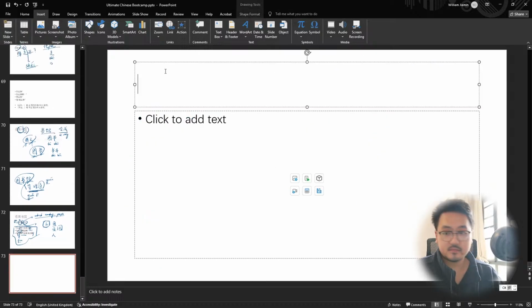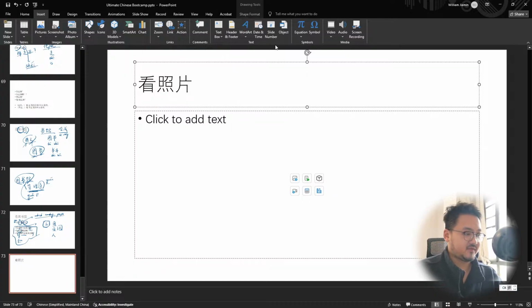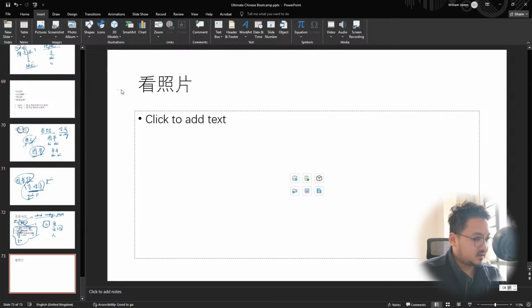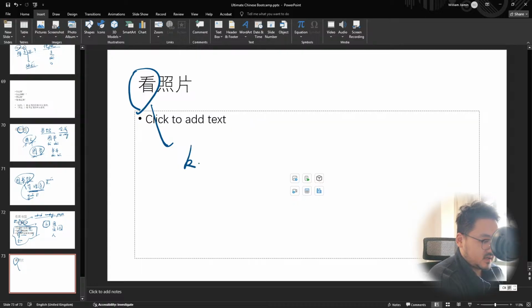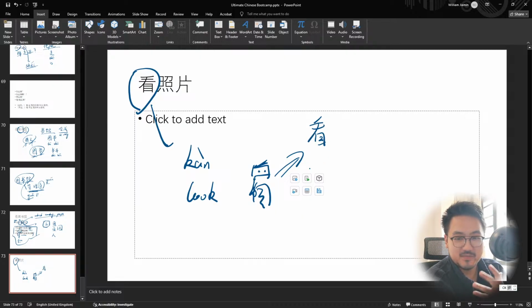Here, right? 看照片. Look at photo. 看, right? So 看 means look, right? It's kind of like a person here looking at this, right? Like, what the heck is going on? Let me have a look. Okay, so you can sort of treat this as a robotic scene, right?